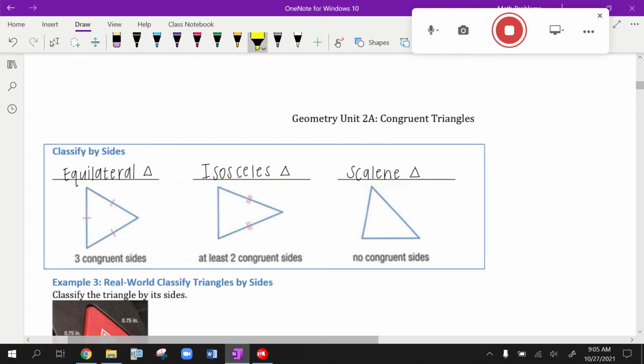Now let's talk about classifying triangles based on their sides. There's 3 different classifications for triangles based on their sides. The first is called equilateral. This is when all 3 sides are congruent. Next is an isosceles triangle. This is when at least 2 sides are congruent. So therefore, an equilateral triangle is also an isosceles triangle, because an equilateral triangle has at least 2 congruent sides. And finally, we have a scalene triangle. This is when no sides are congruent.